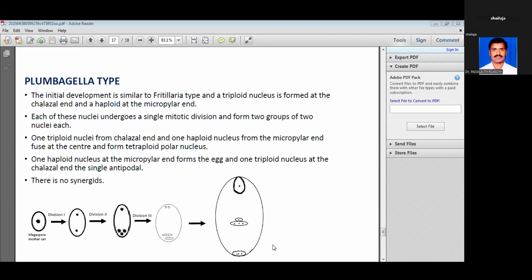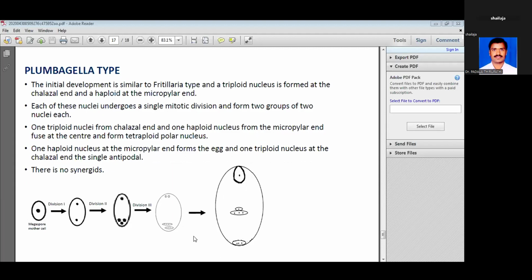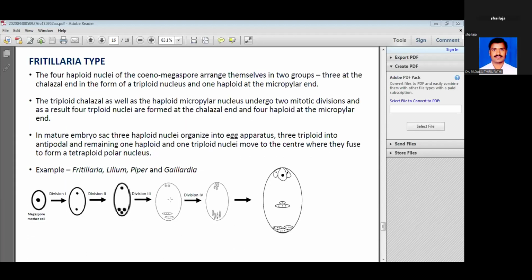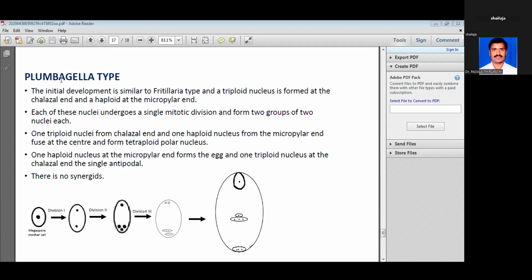The initial development of this type of embryo sac is similar to the Fritillaria type. But after the meiosis, the megaspore nuclei form a triploid nucleus at the chalazal end and a haploid nucleus at the micropylar end. 1+3 arrangement. See here, only one mitotic division occurs in this one. Before that, in the Fritillaria, we observed two mitotic divisions. This is the first mitotic division, this is the second mitotic division. Two divisions are there in the Fritillaria, but in the Plumbagella only one mitotic division.